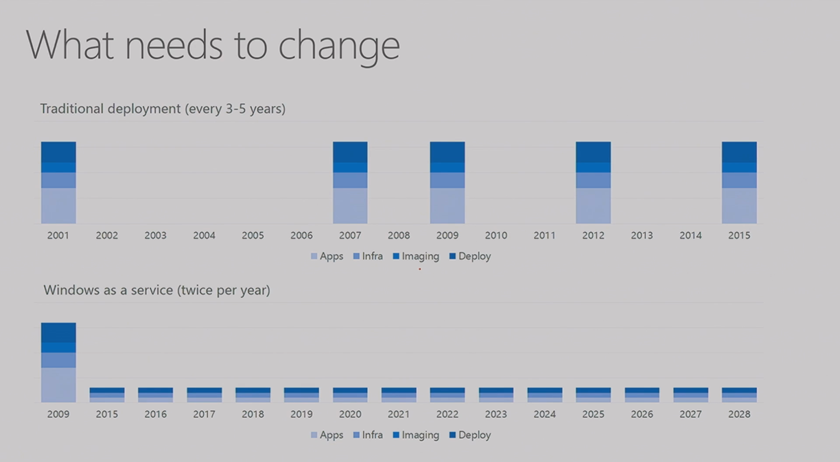There are 4 basic components for all of these deployment projects. Big work every 3 to 5 years. What we want to shift this to, though, is a much smaller project much more frequently.